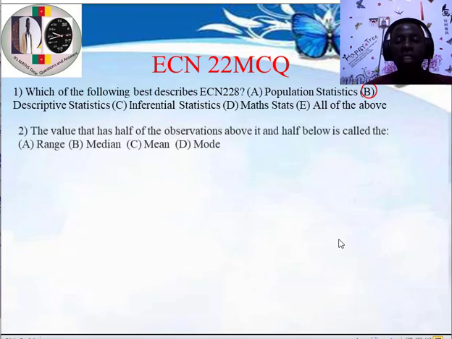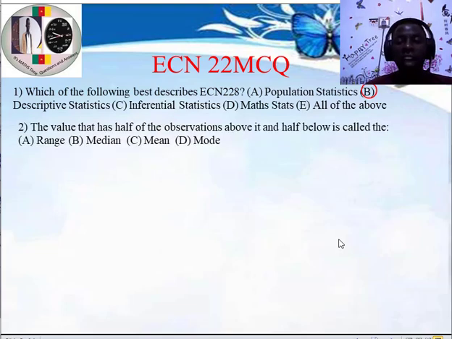Question 2 says that the value that has half of the observation above it and half below it is called the range, median, mean, or mode. Okay guys, what is a range? A range is simply the difference between the highest value and the lowest value. So if they give you a set of numbers, we simply take the highest number in that set minus the lowest number in that set. That is what we mean by a range.